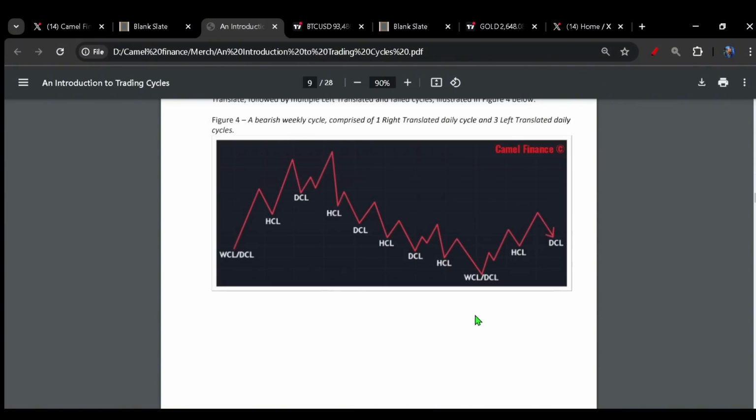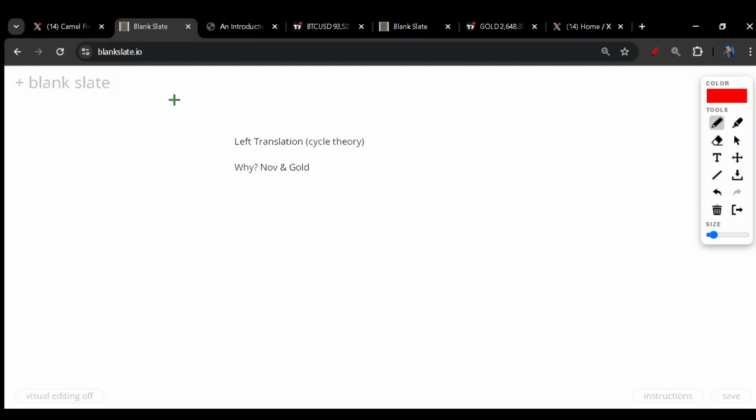If we are going to have a bearish structure, a bearish larger order degree cycle, then we would expect the first cycle to right translate, and then the following 3 cycles to left translate and fail, left translate and fail, left translate and fail. This is how we chain together 4 cycles to give a bearish structure. So that's all I'm going to talk about for the cycle theory now.